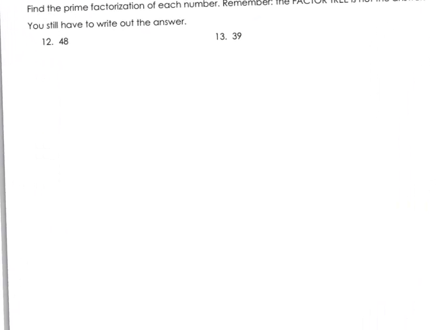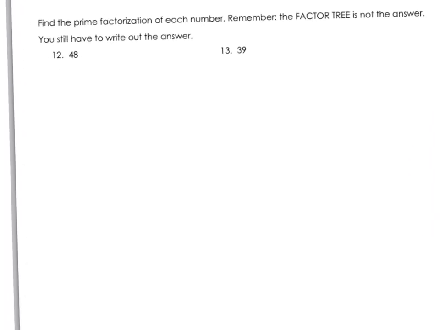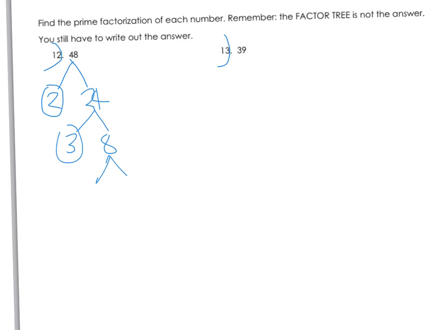I gave you a big clue on how to solve these when I said, remember, the factor tree is not the answer. You still have to write out the answer. And then some of you are doing the factor tree for 12. No, it's number 12 and number 13. All right, so for 48, doesn't matter what you start with. I'm going to start with 2 times 24, but you could start it with 4 and 12 or 3 and 16. Doesn't matter what you start with. You're going to end up with the same prime factorization.